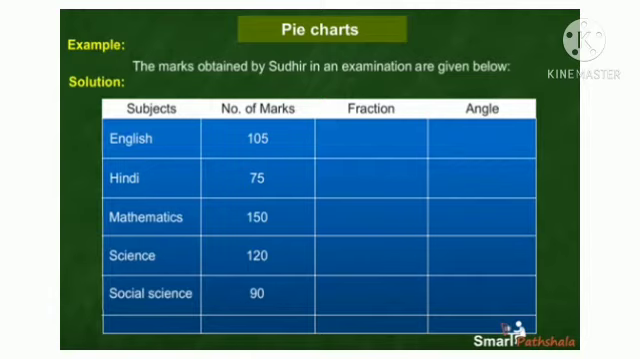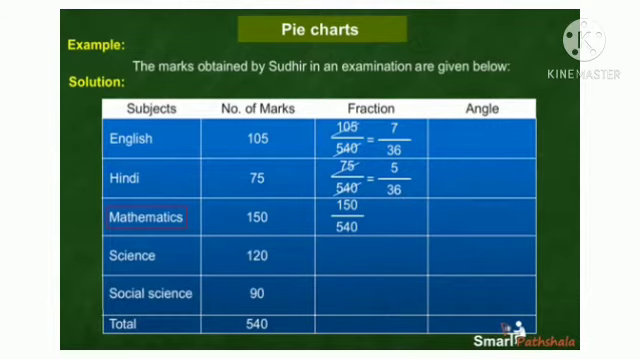Solution. Total marks obtained here is equal to 105 plus 75 plus 150 plus 120 plus 90 is equal to 540. Marks in the form of fractions. English is equal to 105 upon 540 is equal to 7 upon 36. Hindi is equal to 75 upon 540 is equal to 5 upon 36. Mathematics is equal to 150 upon 540 is equal to 5 upon 18.